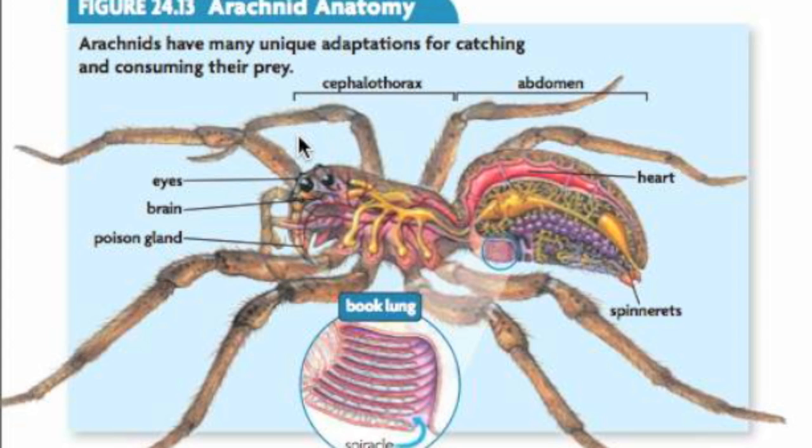So this is the arachnid anatomy. Arachnids basically have many unique adaptations for catching and consuming prey. As you can see, there's the whole structure, and the inner body is also shown for a clearer view. Now, as you know, all spiders, including this one, can produce venom, right? A spider can inject venom into its prey through a modified part. Let me just show you right here. By using this, they can inject venom into their prey.